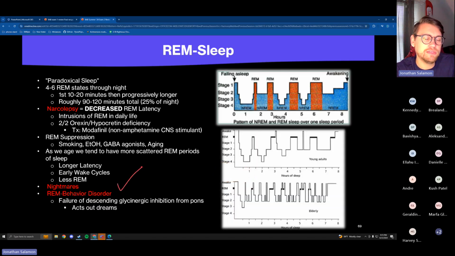REM behavior disorder will happen sometimes in dementia patients, where basically they lose descending inhibition from their pons, so they start to physically act out their dreams. It happens mostly in males.